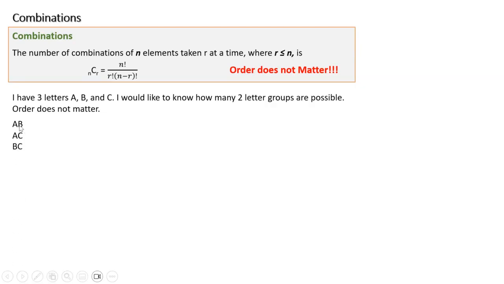Why? Because AB and BA is the same thing, because order does not matter. So the answer is 3 possible groups. Okay, now how do we put it into the formula? It's going to be 3 combination 2, which will be 3 factorial, by following the formula, over 2 factorial times 3 minus 2 factorial.